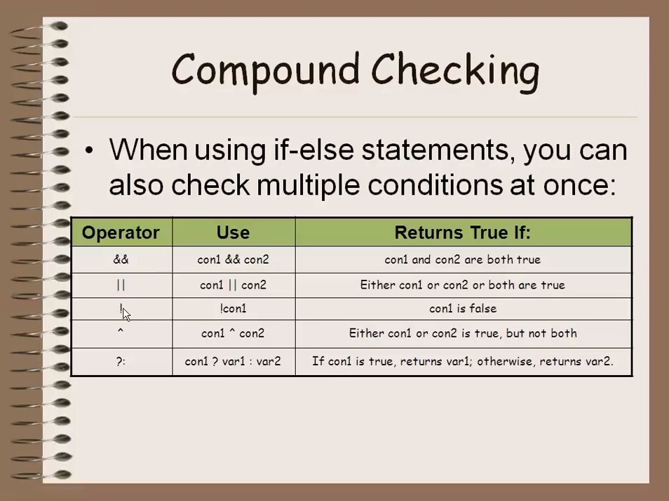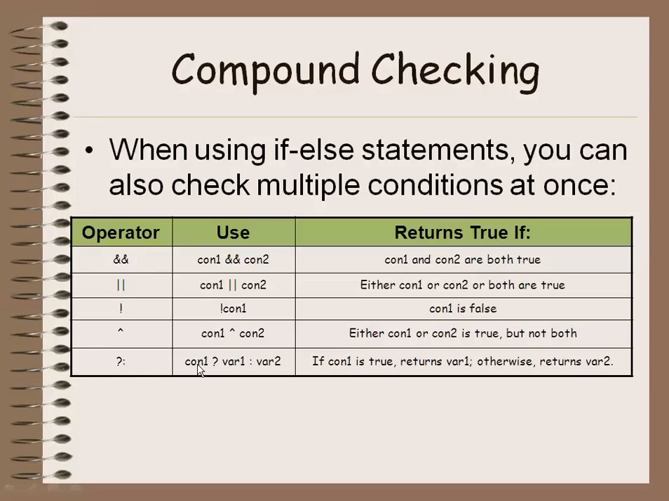I have one for false, which will give me a true answer if my expression is false. So if this is false, I get a true. In other words, this works if it's not true. The caret symbol, which is found above your number 6 key, is used for either one or the other, but not both. Okay, it'll only give me true if one or the other are true, but not both. So in other words, it would be true if you are stupid or you're Mr. Burns. But it can't possibly be both because there's no way that Mr. Burns is stupid.